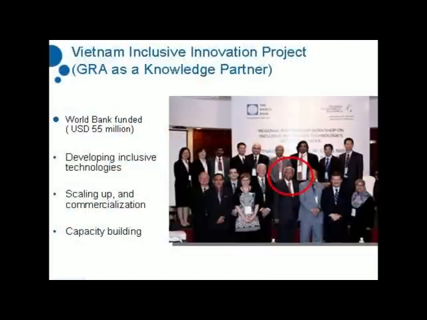In fact, you can see here myself in Vietnam. We have now the Vietnam Inclusive Innovation Project, and as we speak, a $55 million project is getting approved by the World Bank this week, developing inclusive technologies. And you can see all the GRA partners here, Global Research Alliance partners, coming together in Vietnam to say that we are with you, we'll move with you, we are knowledge partners. And that's a wonderful feeling.